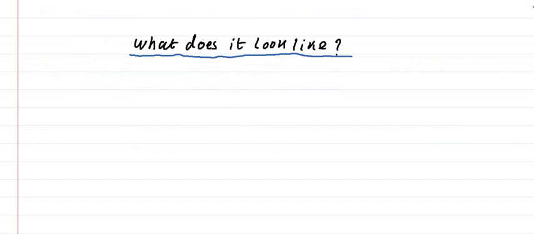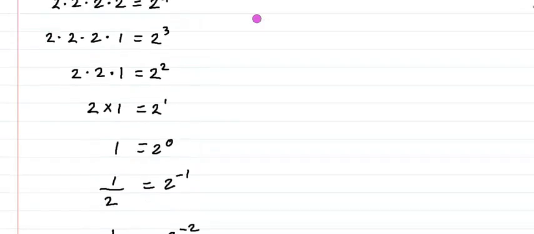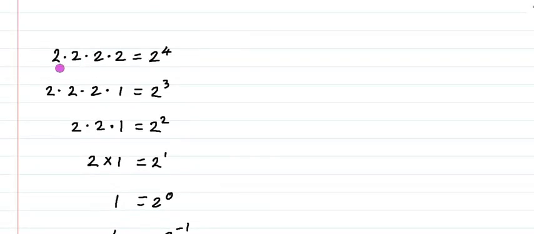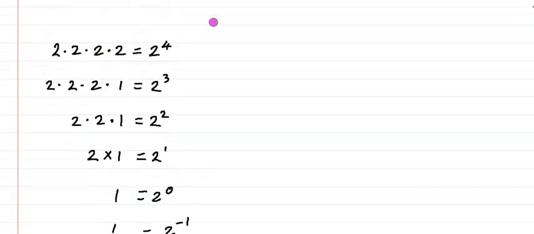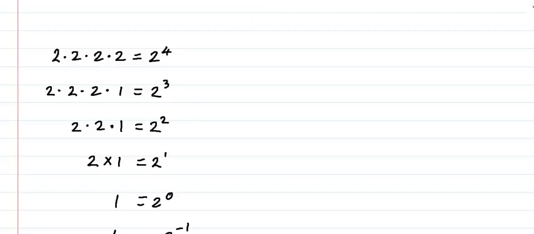At the end of the last video we asked, what does it look like, as in, what do our data look like? We had a series of powers. In this case we were using the number 2, and we had 2 to the power of 4, 3, 2, 1, 0. And the question was, what does this data look like?